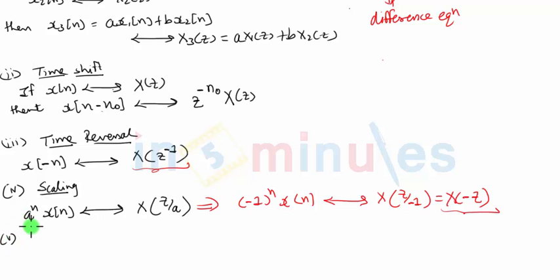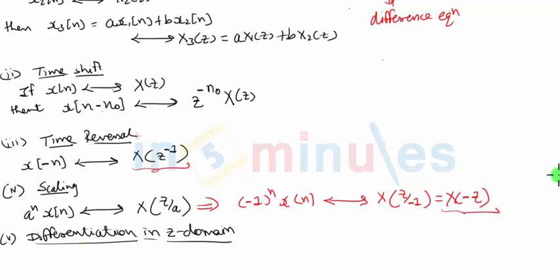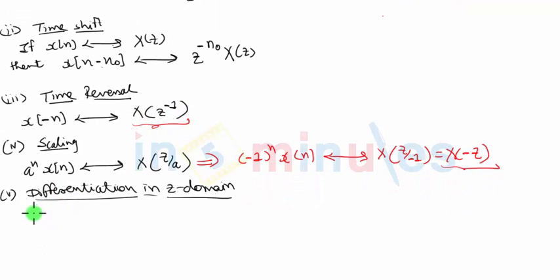Next property, number 5, is differentiation in Z domain. That means if I multiply x of n with variable n, so if I take n x of n, then the corresponding Z transform will simply be minus Z d by dz of x of z.